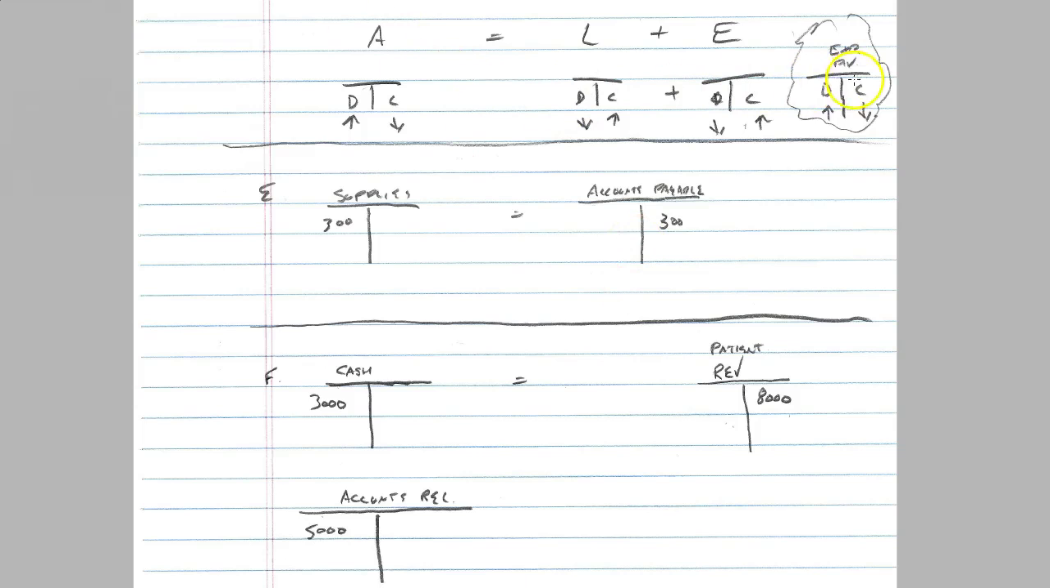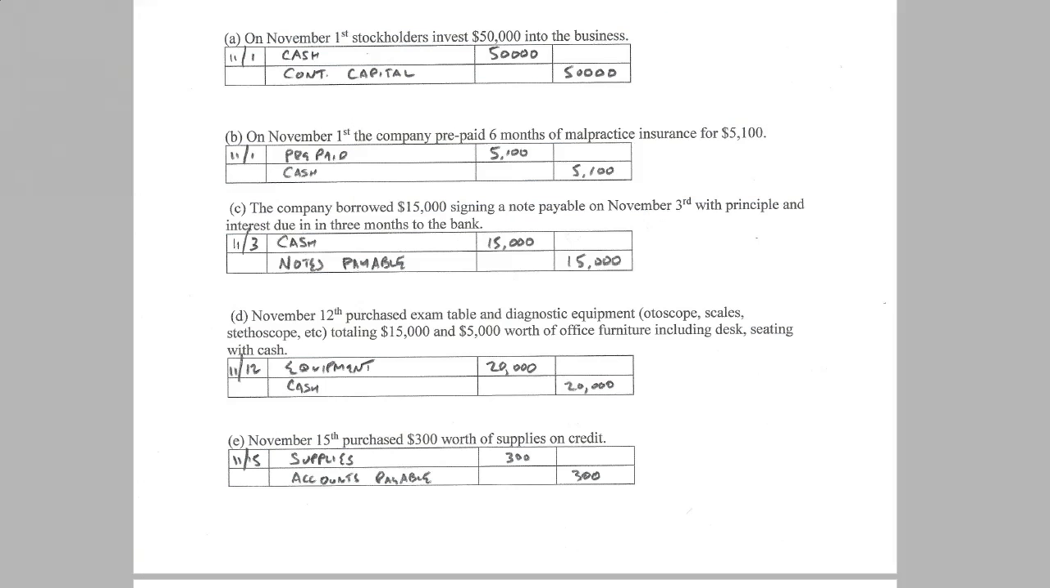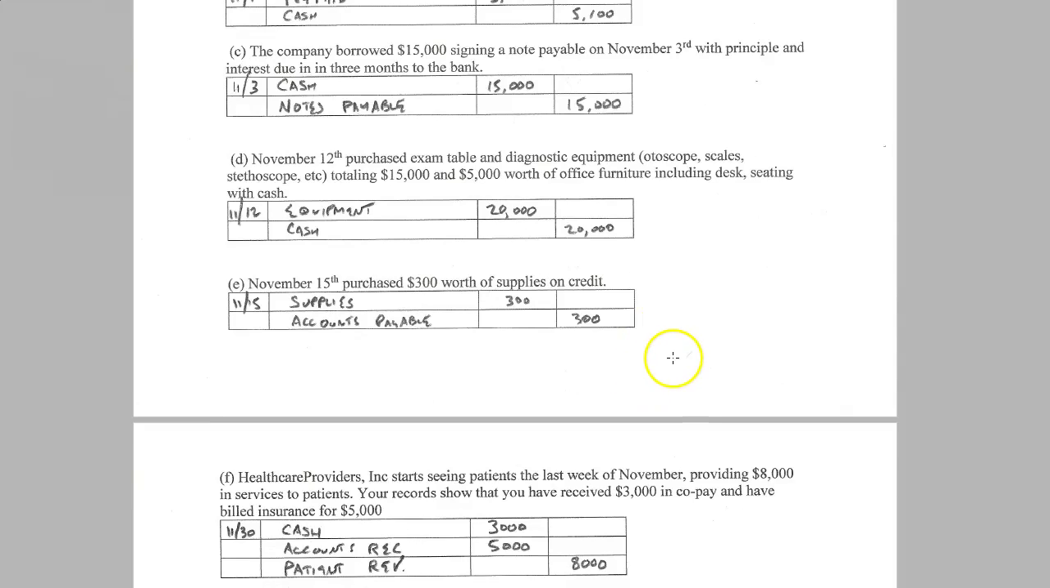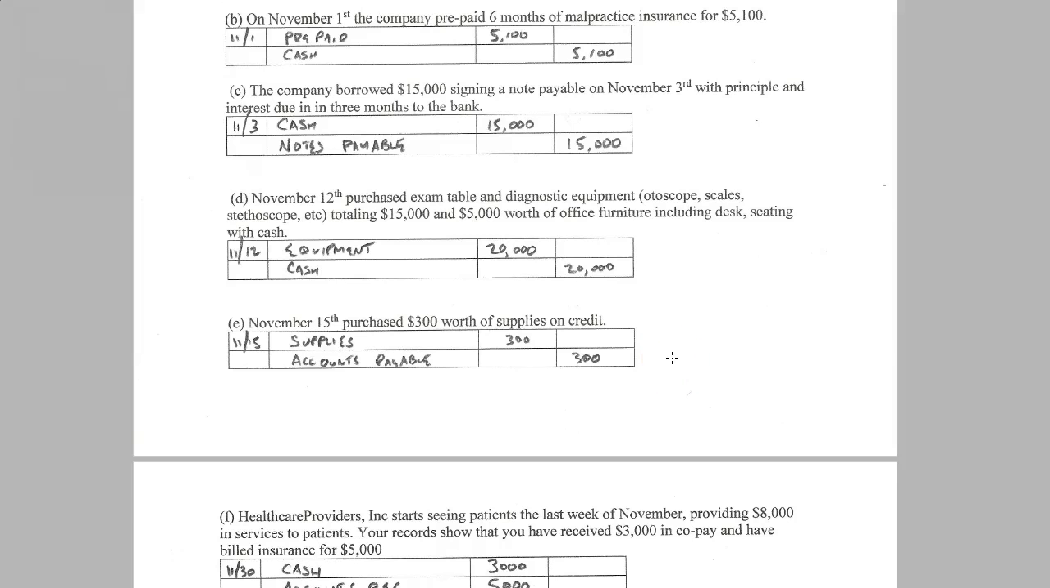You can see I have my little cheat sheet, again, written up here for myself. So with E, we have purchased $300 worth of supplies on credit. You can see the answer here. Supplies has to go up. I went to Office Max and bought some stuff, right? And I used their buy now, pay later option, and that's accounts payable. So I have supplies.